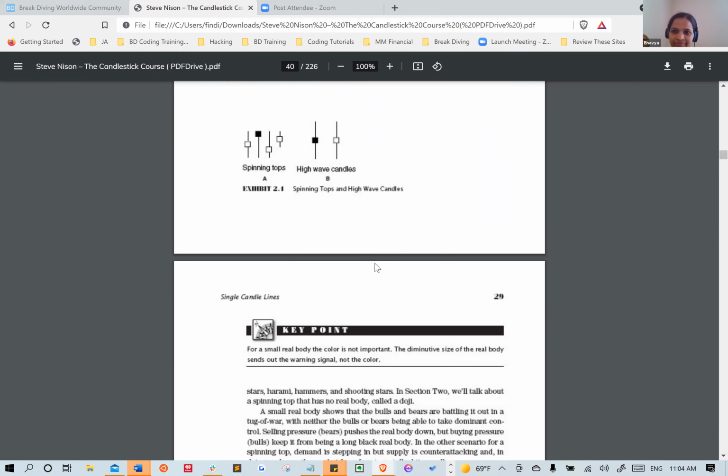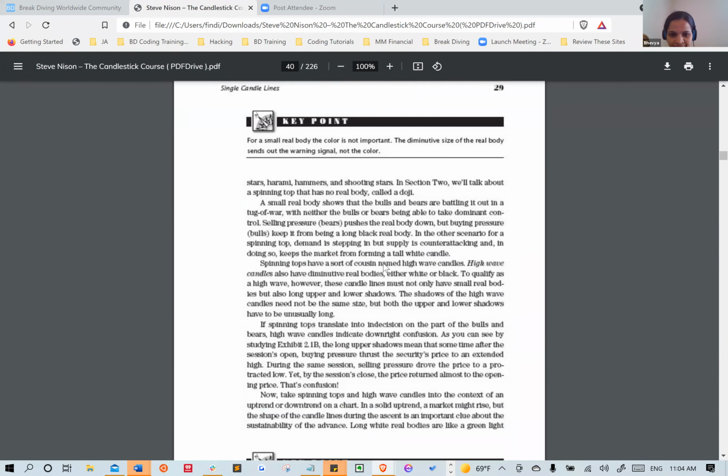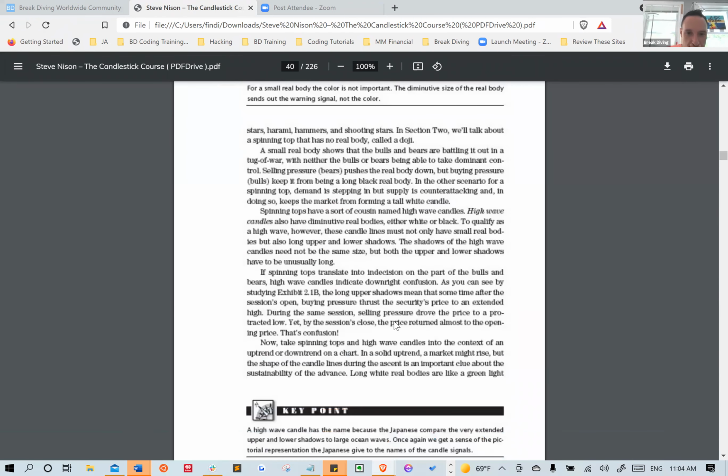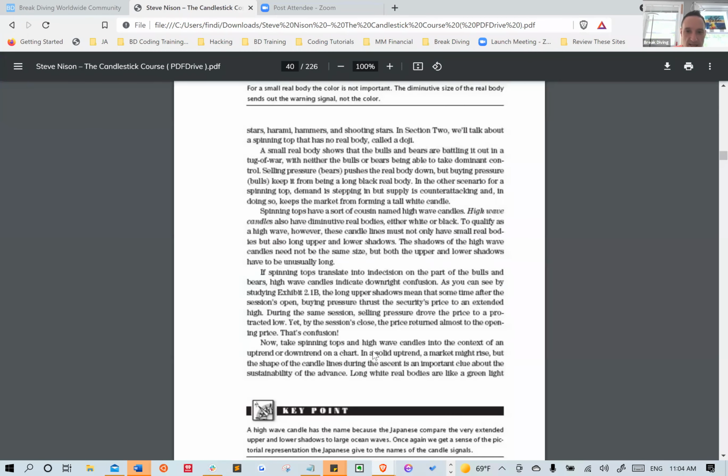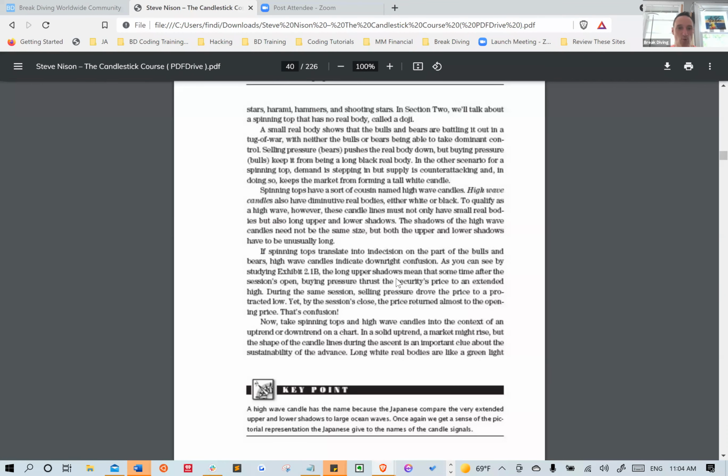If spinning tops translate into indecision on the part of the bulls and bears, high wave candles indicate downright confusion. Interesting. Spinning top is indecision. High wave candle is downright confusion.